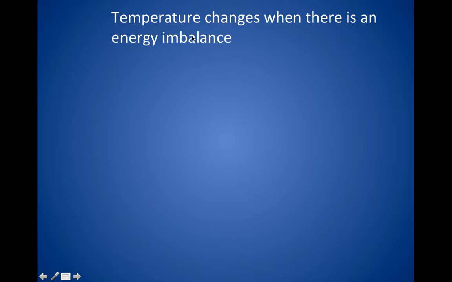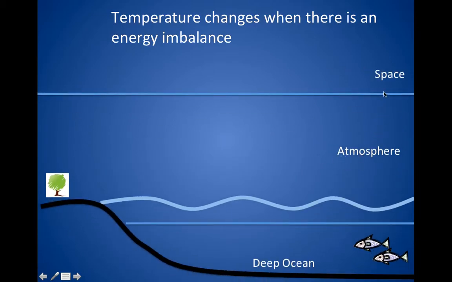So first, where does the imbalance occur? If we're talking about the Earth's climate system, we can think of it in two dimensions like this. We have space up here, we have the atmosphere, we have the upper layer of the ocean, the deep ocean, and then there's some land surface over here. And so the temperature of the Earth, when we're talking about global warming, is really a measure of atmospheric temperature. So if you want the temperature to go up in the atmosphere, then you would need an imbalance where more energy is coming in than leaving the atmosphere. If you wanted the temperature to go down in the atmosphere, you'd need to have an imbalance where more energy is leaving the atmosphere than is coming in.